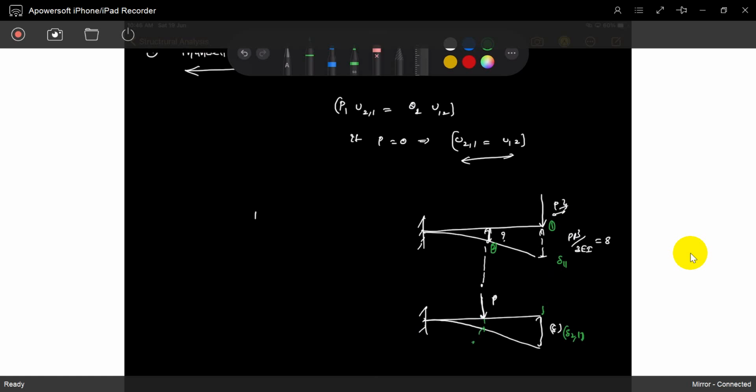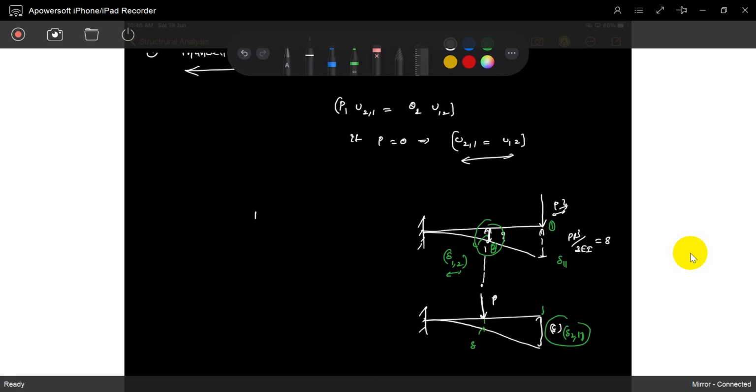But this is called delta 12, by the application of the first force in the direction of the second. Just see, if these two forces are equal, this deformation is compulsorily equal to this deformation.